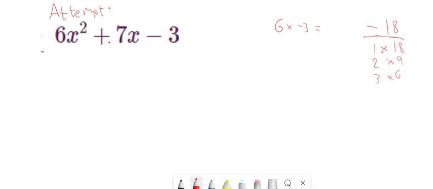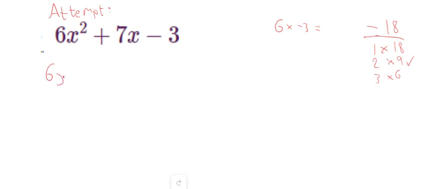They must add or subtract to give me 7. So the only one there that is going to work would be the 2 and 9. They have a difference of 7. Now I already know one of them has to be a minus. So which one of them would be a minus that will give me positive 7? It has to be a minus 2, because 9 minus 2 gives me positive 7. It wouldn't be minus 9, because 2 minus 9 would give me minus 7. So we're going minus 2 and plus 9.